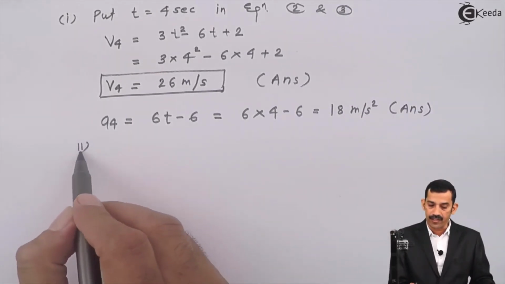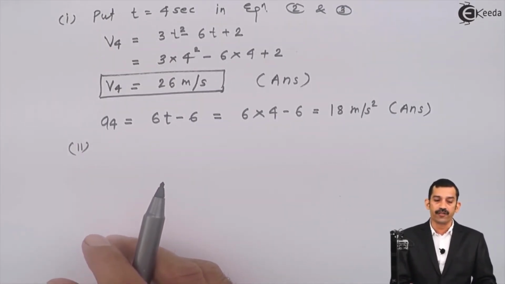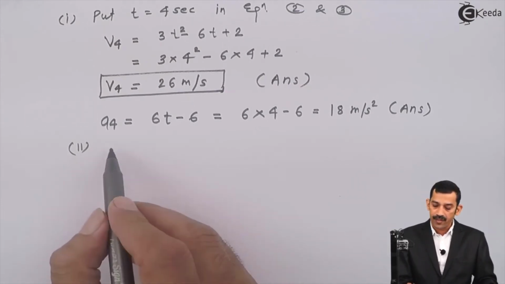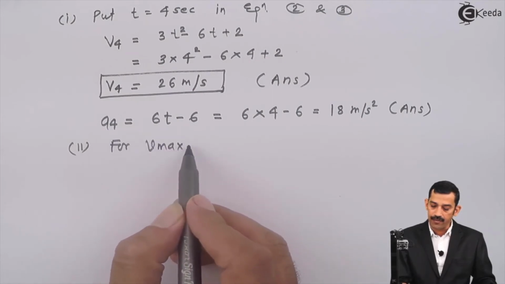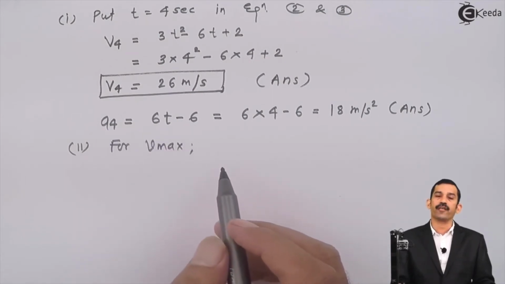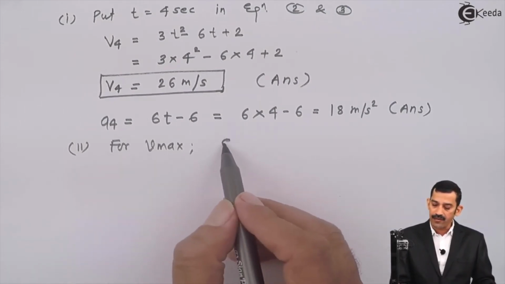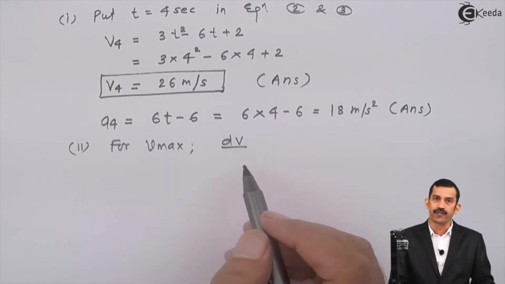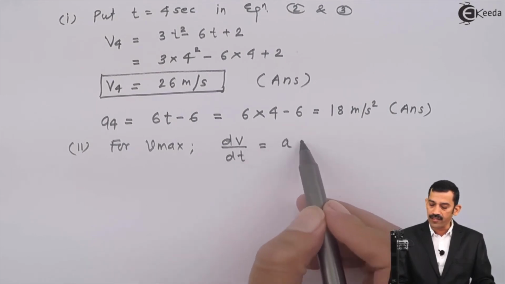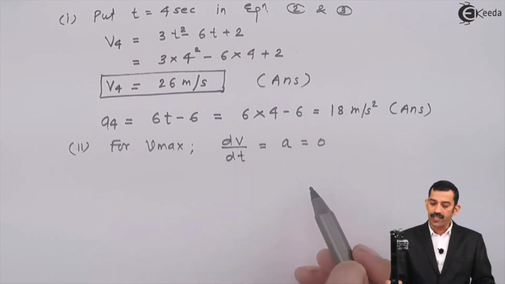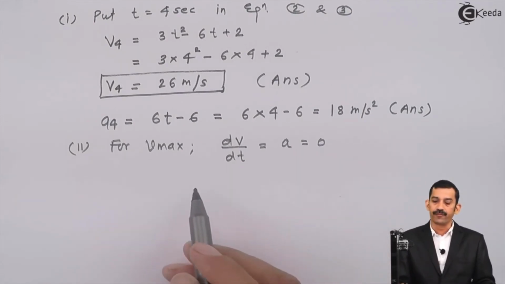Now just check what is asked in the second part. The second part of the problem is: maximum or minimum velocity and corresponding displacement. What is the condition for maximum velocity? Simple mathematics: for anything to be maximum, its differentiation with respect to the variable must be 0. That means for Vmax, the differentiation of this velocity with respect to time, the variable here, dv by dt, which is nothing but acceleration, must be equal to 0. That means at the time instant when acceleration is 0, at that instant the velocity becomes maximum.